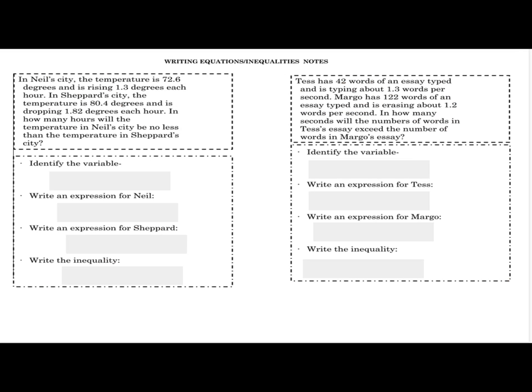All right, two more, last two. In Neal City, the temperature is 72.6 degrees and is rising 1.3 degrees each hour. In Shepherd City, the temperature is 80.4 degrees and is dropping 1.82 degrees each hour. How many hours will the temperature in Neal City be no less than the temperature in Shepherd City?